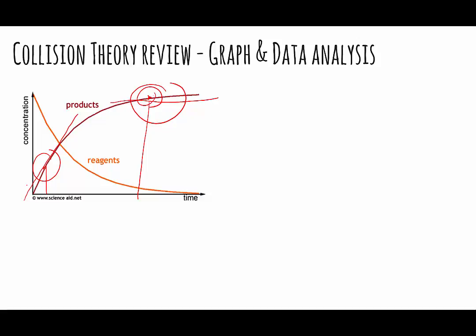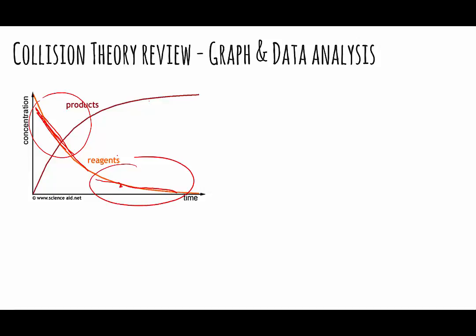Same thing happening with my reactant. If I were to draw one tangent at the earlier time and another tangent at the later time, the slope of the first one is much higher than the slope of the second one as well, meaning the rate of reaction is decreasing as well.